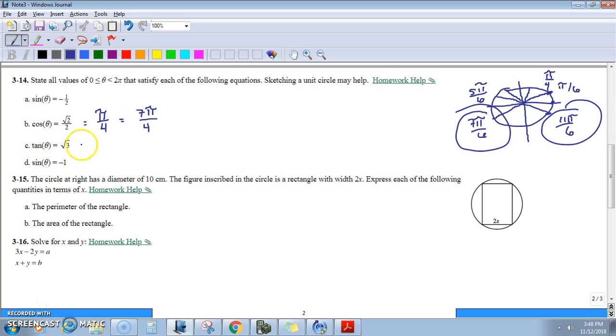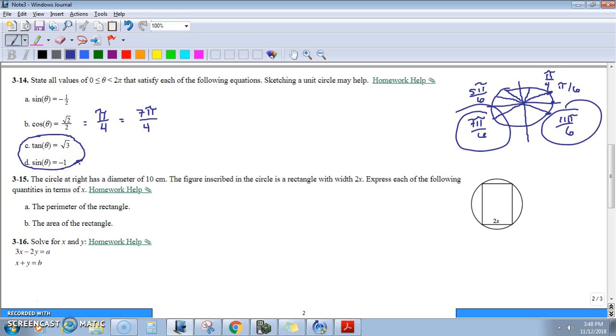Okay, and then I will just have you guys do the rest of these by looking at the back of your unit circle. You should be able to figure that out because you have the whole unit circle there on that kind of like spreadsheet.